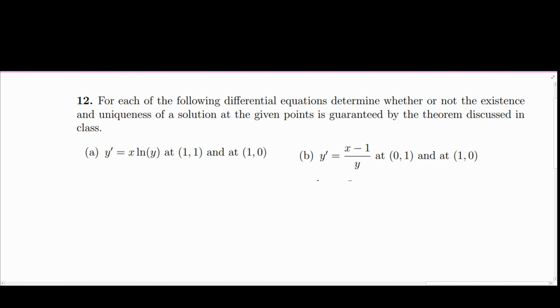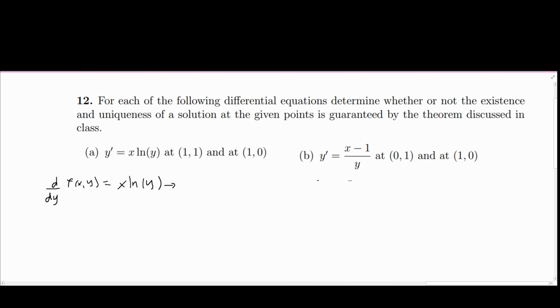Number 12 asks us, for each of the following differential equations, determine whether or not the existence and uniqueness of a solution at the given points is guaranteed by the theorem discussed in class. Now, to do this, we're going to have y prime be equal to f of x comma y. We're going to set that equal to this. Now that we have this written down, we can solve this.